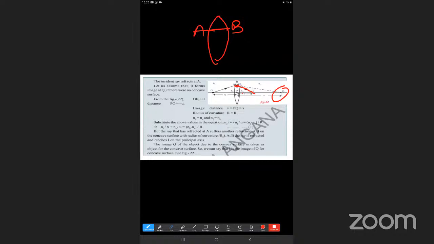Here I is the image for the concave surface with radius of curvature R2. At B, the ray is refracted and reaches I on the principal axis. So the image Q of the object due to the convex surface is taken as the object for the concave surface here. So we can say that I is the image for Q for this concave surface.